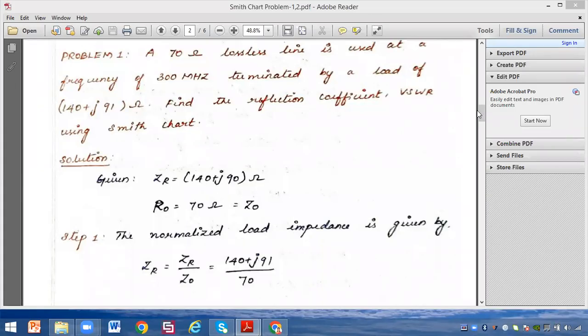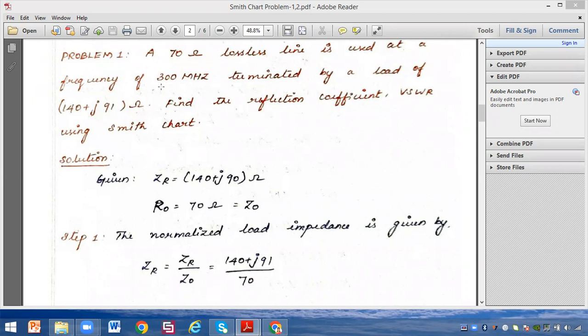Hello everyone. In this video, we are going to solve a Smith chart problem. A 70 ohm lossless line is used at a frequency of 300 MHz, terminated by a load of 140 plus j91 ohm. Find the reflection coefficient and voltage standing wave ratio using the Smith chart.